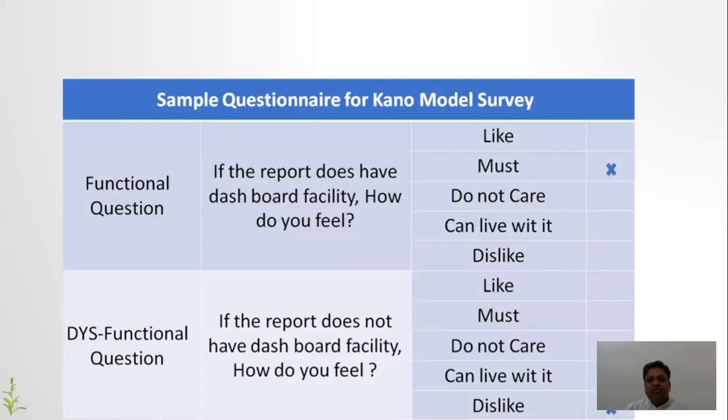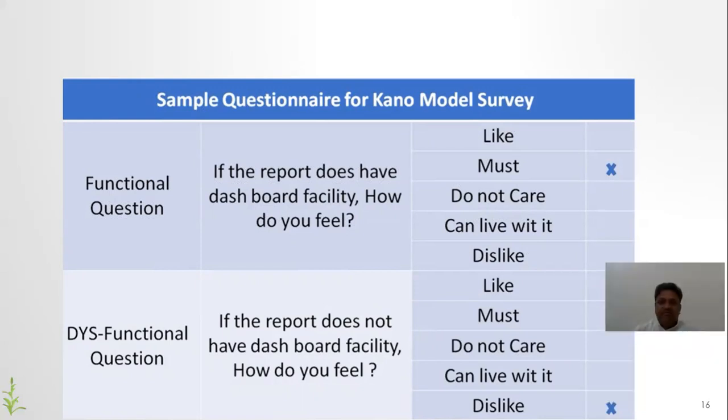So here is a sample questionnaire for a Kano model survey. Functional question: if the report does have a dashboard facility, how do you feel? There are answers here, like must-be, do not care, can live with it, or dislike. So here it should be must-be, right? At the same time, the dysfunctional question: if the report does not have a dashboard facility, how do you feel? So options are like must-be, do not care, can live with it, or dislike. So the answer shall be dislike.